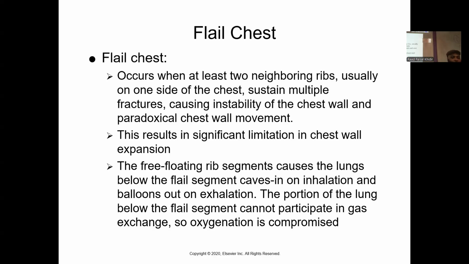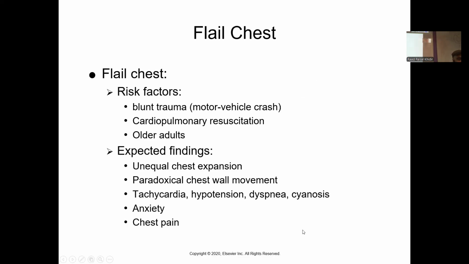The free-floating rib segment causes the lung below the flail segment to cave in on inhalation and balloon out on exhalation. So the portion of the lung below the flail segment cannot participate in gas exchange, so oxygenation is going to be compromised. So we have flail chest, we have blunt trauma, where there's a motor vehicle crash, cardiopulmonary resuscitation, and there's unequal chest expansion.